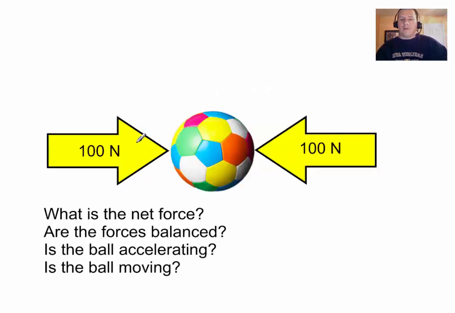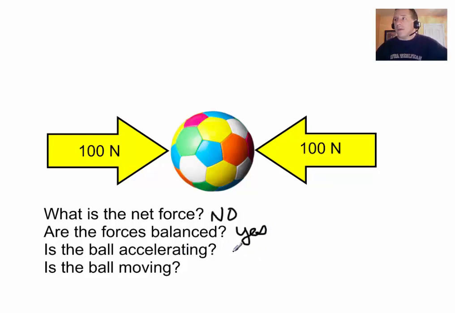All right. How about this situation? What is the net force on the soccer ball? 100 newtons to the left, 100 newtons to the right. Well, it's a balanced force, so there is no net force. Are the forces balanced? Yes. Is the ball accelerating? It is not accelerating.